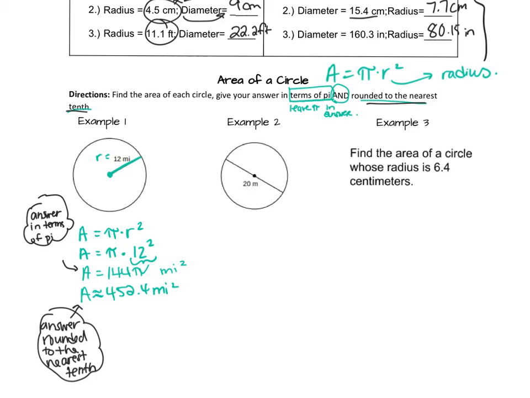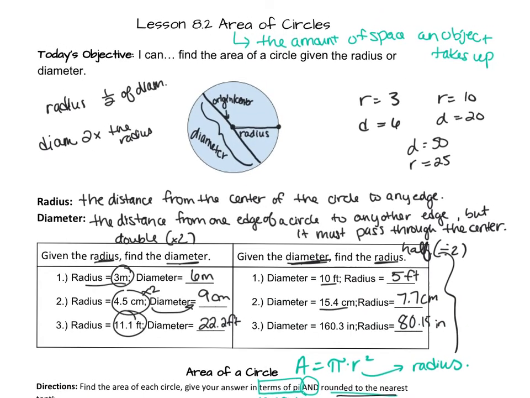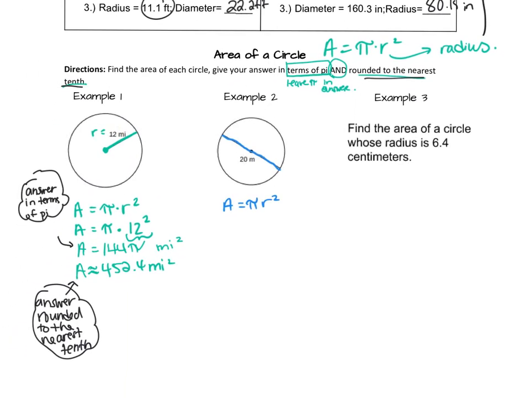All right, let's try example 2. So again, we're still finding the area, so we know A is equal to pi times radius squared. But this is the whole way across, and like we discussed before, the whole way across is the diameter. So we have to find the radius first before we can actually solve this question. So if this is the diameter, the radius is half of that. It's only from here to here. So half of 20 would be 10 meters, and that gets plugged in for r. So A is equal to pi times 10 squared.